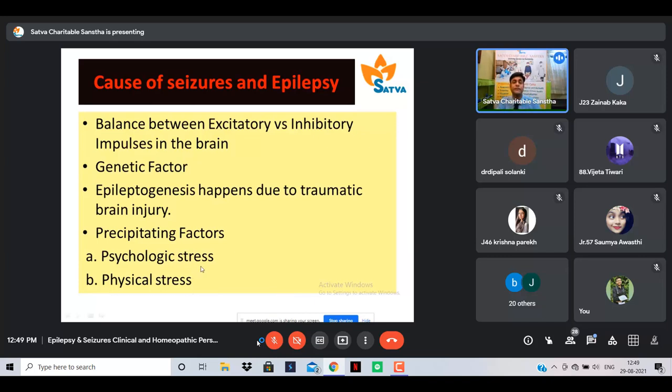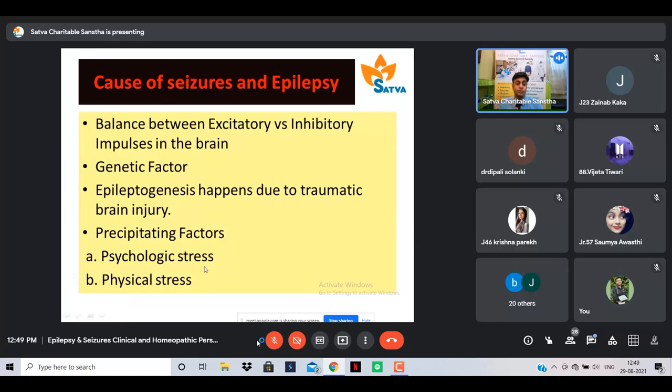The other precipitating factors for convulsions can be psychological stress and physical stress. Physical stress can be like loss of sleep. Psychological stress means the patient gets convulsion when they have been reprimanded. If they have been shouted at, scolded, or there is anger, they hold the anger, then they get a convulsion if they are very angry. That's why drugs like Chamomilla can come up. Or convulsions when they have been reprimanded, shouted at, insulted, indignant, then remedies like Staphysagria, Colocynthis can come up. So this is how the remedies can come up.